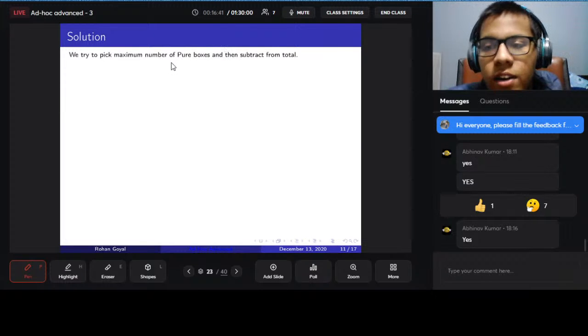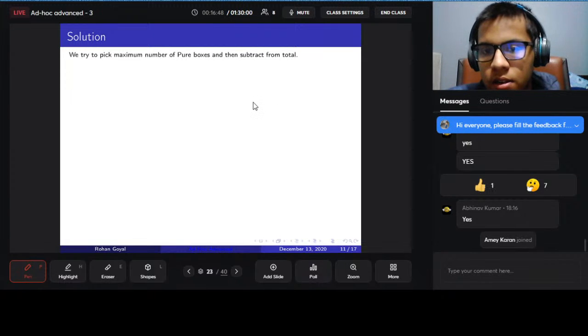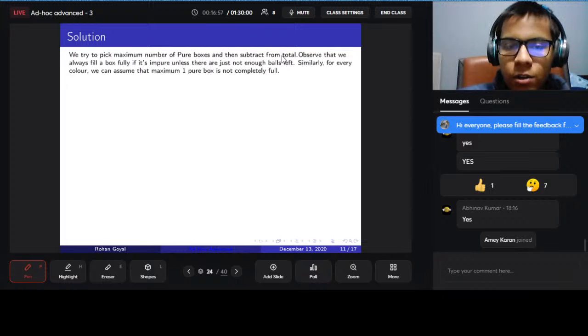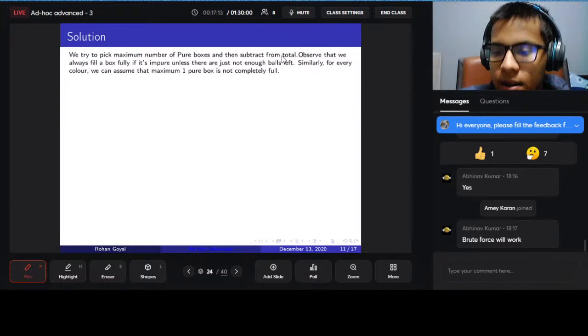So we'll now try to pick the maximum number of boxes which can have exactly one color or at most one color, and then subtract from the total number of boxes, and that gives us the same thing. So what can we do now? Observe that if a box is impure, meaning it has more than one color, we'll try to fill it with as many balls as we can, because it does not harm.